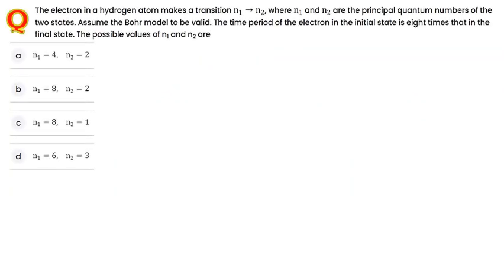This is a little interesting topic. You just concentrate here, two options are correct. Say an electron in the hydrogen atom makes a transition from n1 to n2, where n1 and n2 are principal quantum numbers of the two states. Assume the Bohr atom model to be valid. So what do you mean by Bohr atom model? Already you know this one.